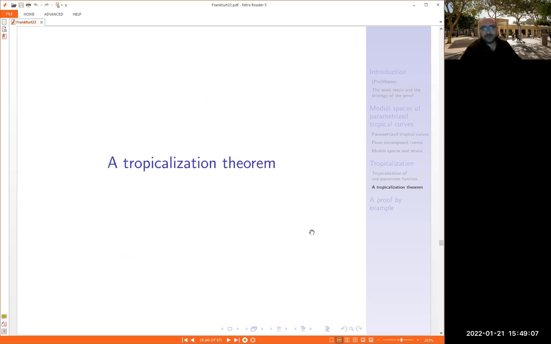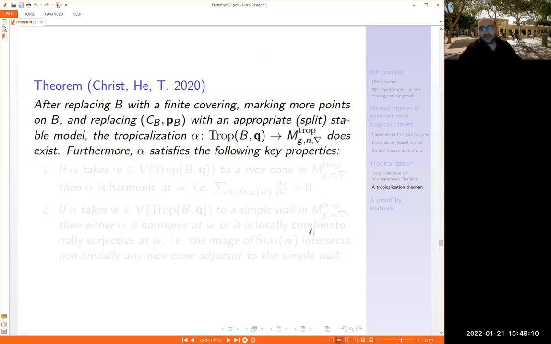Okay, so here is the tropicalization theorem, the main result. If you replace the base of the family with an appropriate finite covering and mark more points. Sometimes you must mark more points on the base, and replace the family with an appropriate model. Once you do it, you can tropicalize the family. So there is a tropical map from the tropicalization of the base to the moduli space that commutes with pointwise tropicalization. Now notice that the words tropical map hide inside non-trivial information, because it's not a set-theoretic map.